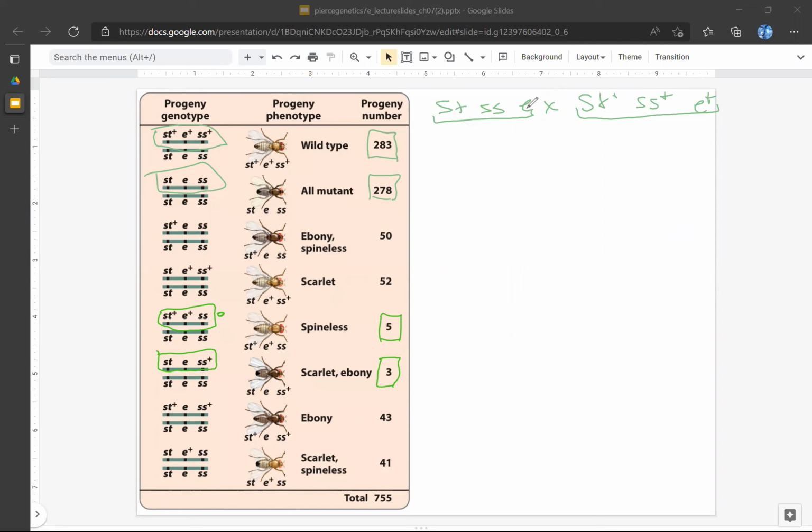So this is what our map is going to look like. It's going to be something along the lines of SS, E, that is E, ST. And so now we need to find the distances, the relative distances, the map distances between the ST locus on our chromosome and the SS locus on our chromosome. We also need to find the distance between the SS locus on our chromosome and the E locus. So we can determine this distance and this distance.